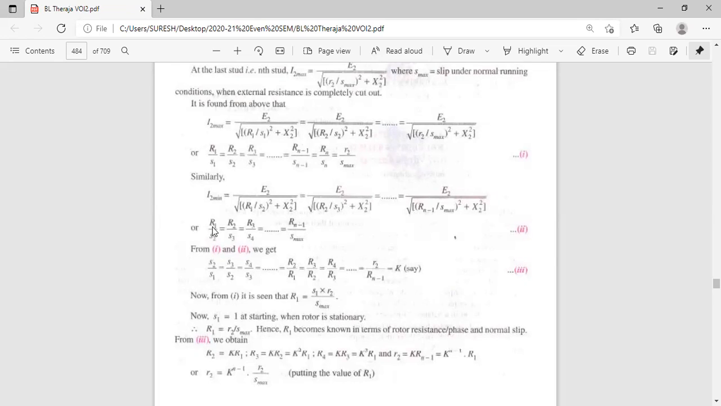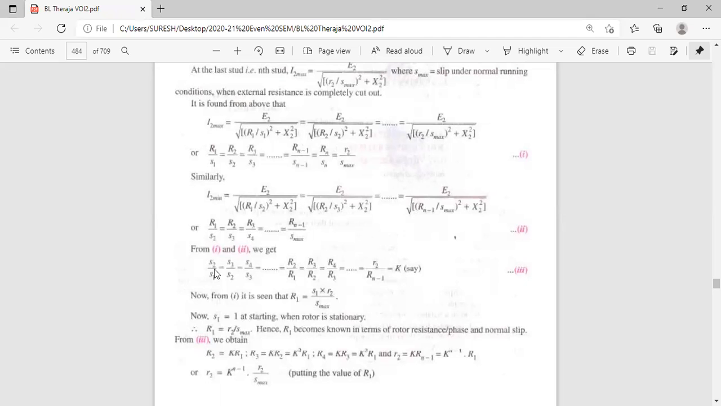What is left out? R2 by R1, R3 by R2, R4 by R3. See, R2 by R1 is equal to R3 by R2 is equal to R4 by R3. See the last one: R2 by Rn minus 1. R2 by Rn minus 1 is equal to K.